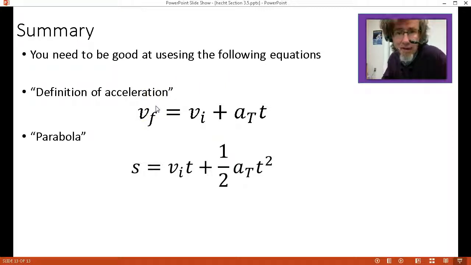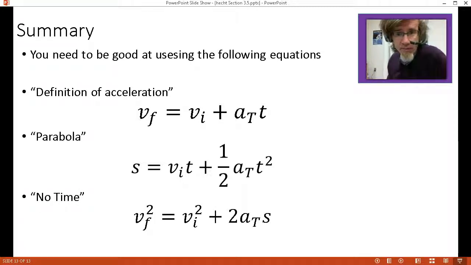So remember, these are kinematics, constant acceleration problems. And then the no time equation basically says that the final velocity squared equals the initial velocity squared plus 2 times the acceleration times the distance. So no time. Time does not appear anywhere in there. And so you can use that equation in certain instances where you can't use this equation, etc.